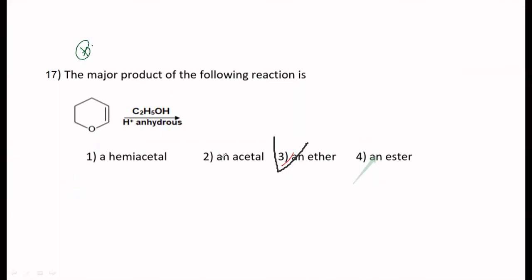An ester. Now what exactly happens here is H plus is going to protonate this, isn't it? And this will open up an acetal, that is correct. Here an acetal is found. So acetal is like this. You should have OCH3, OCH3. And that is what is formed here, an acetal.